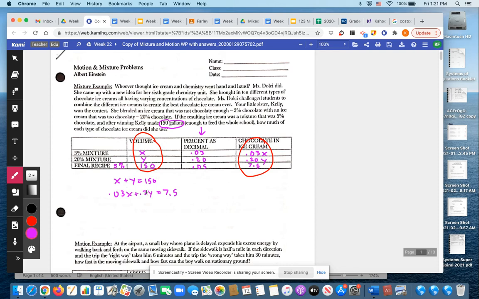All right, welcome back. Hopefully you had an opportunity to solve this system. I am going to solve it out for you. Maybe substitution would work or elimination. I think what I might do is do this through elimination. I'm going to rewrite the second equation and multiply it by 100 to eliminate my decimals. If I do that, I get 3x plus 20y is equal to 750.